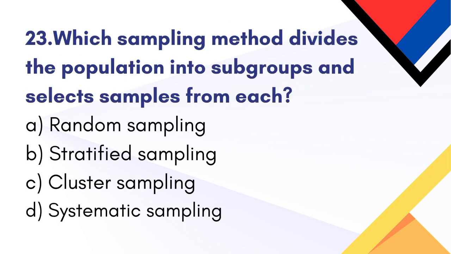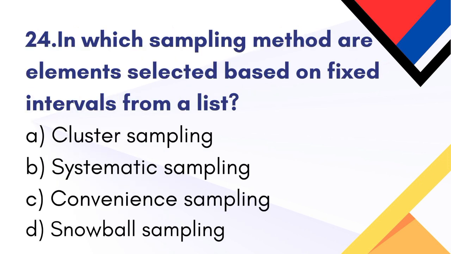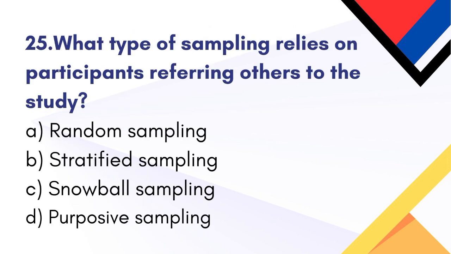Which sampling method divides the population into subgroups and selects sample from each? Random sampling, stratified sampling, cluster sampling, systematic sampling. In which sampling method are elements selected based on fixed intervals from a list? Cluster sampling, systematic sampling, convenience sampling, snowball sampling.